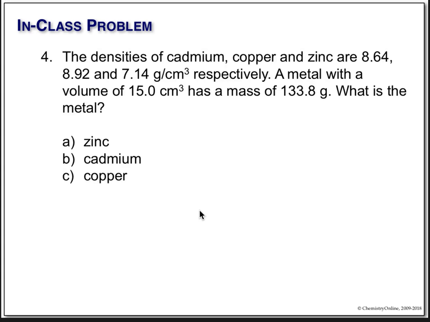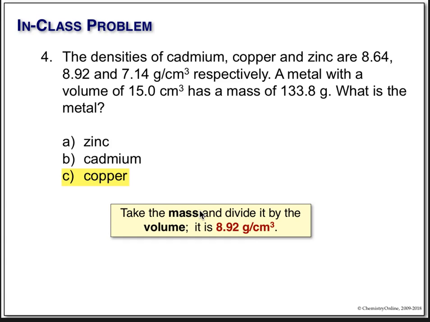Finally, in this question, I gave densities for 3 different metals, cadmium, copper, and zinc. Here is an unknown metal, volume of 15, a mass of 133. What is it? How do you do that? You calculate its density. What's the density going to be? Its mass divided by its volume. When you do the calculation, mass divided by volume, 8.92, it is copper.